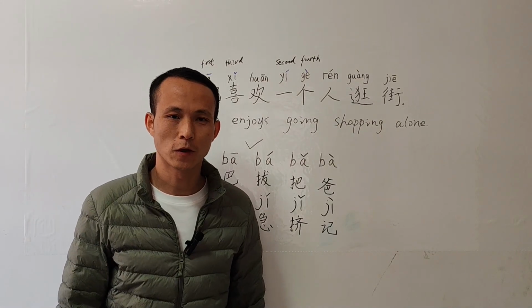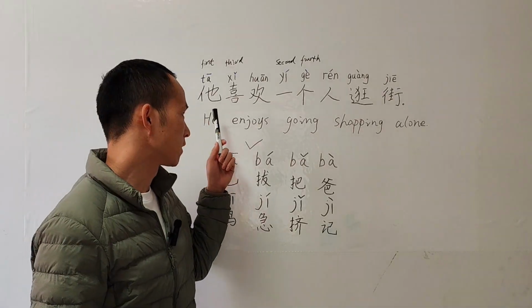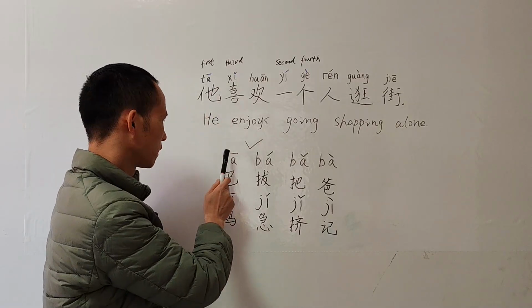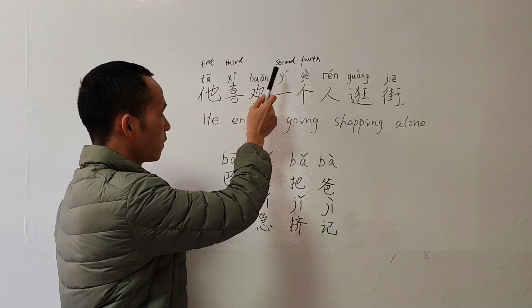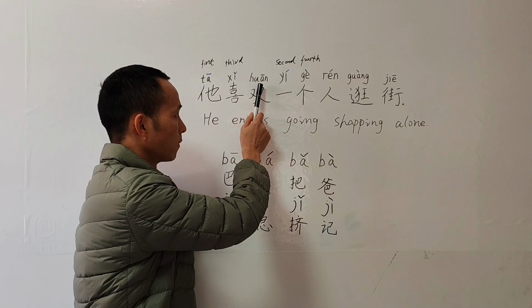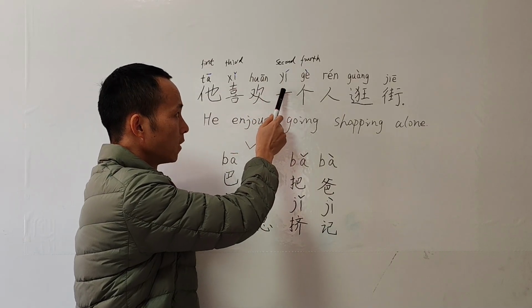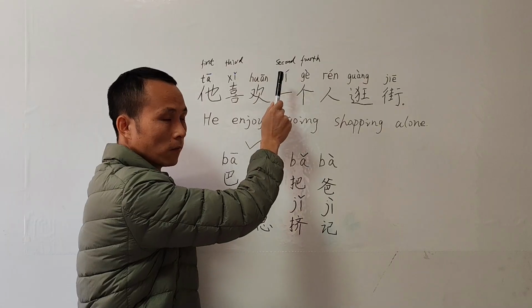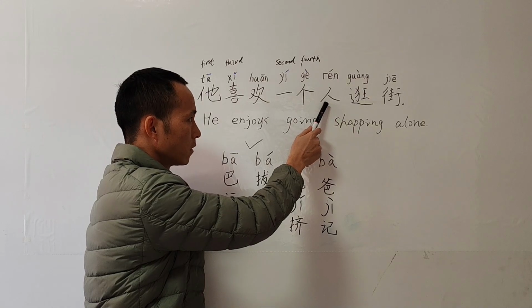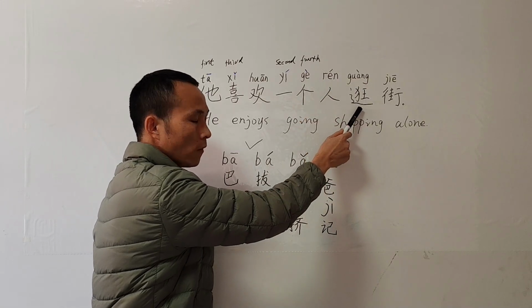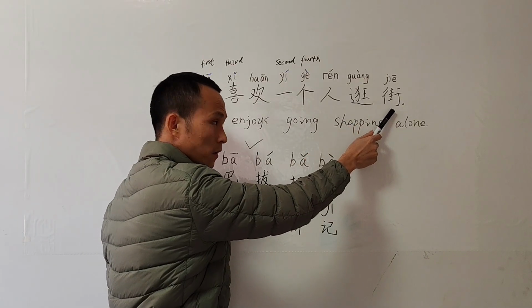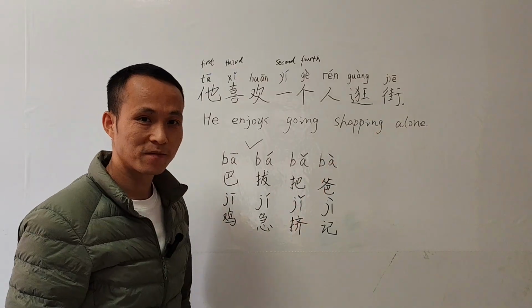Okay, so let's review the four tones, yeah, by reading this sentence. Ta, first tone, right? Xi, third tone. Huan, first tone. Yi, second tone, rising tone. Ge, fourth tone. Ren, second tone. Guang, fourth tone. Jie, first tone. You got it?